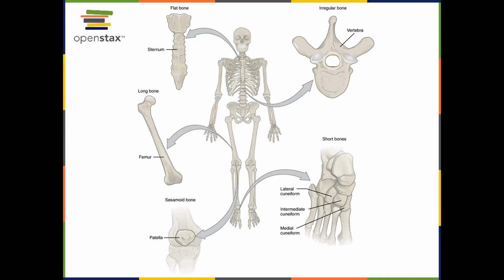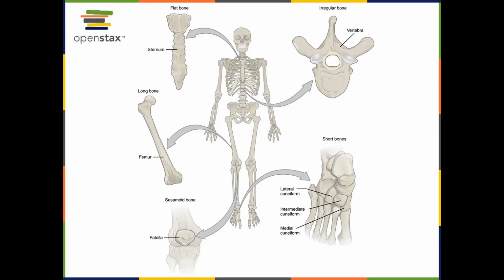Flat bones have a broad surface. For example, the flat bone shown in the illustration here is the sternum. Other examples of flat bones include the scapula, clavicle, frontal bone, parietal bone, occipital bone. The frontal, parietal, and occipital bones are all bones of the cranium.